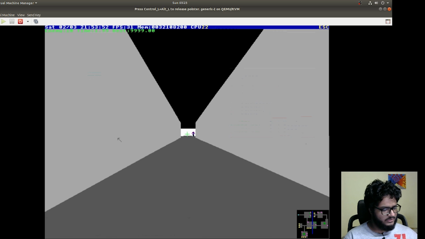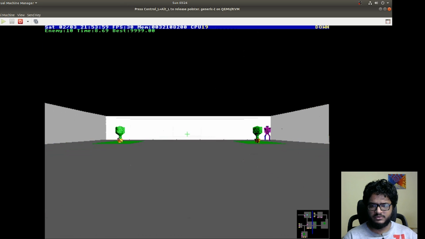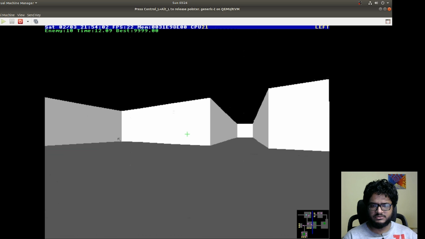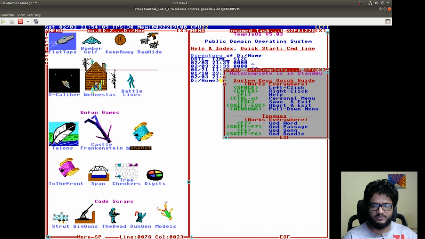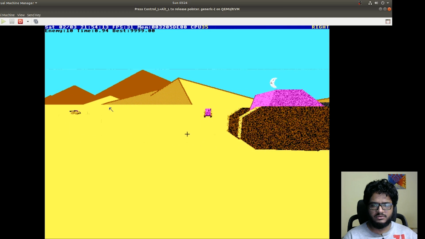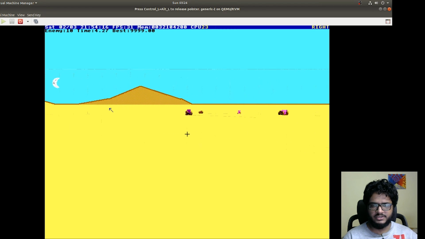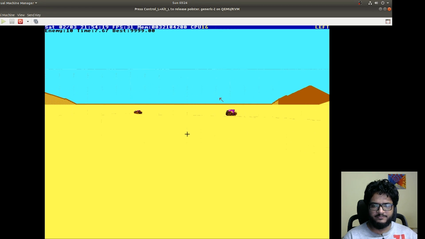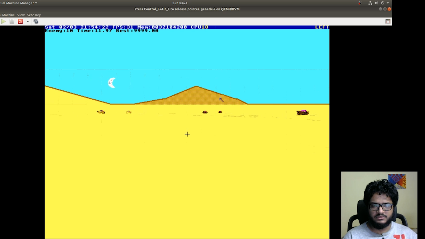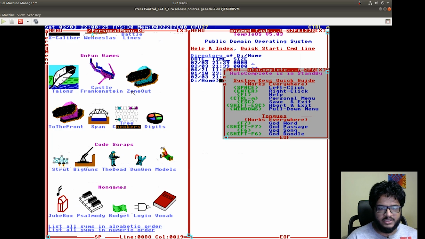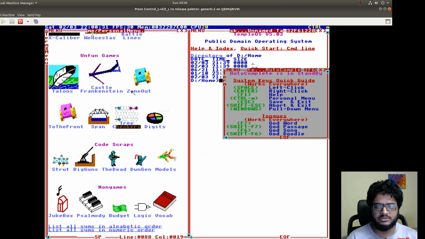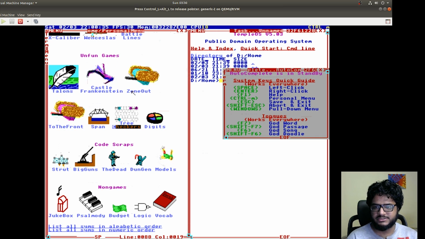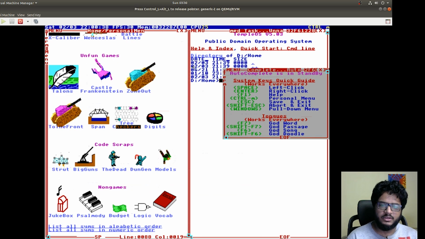So Castle Frankenstein, do you move with the arrow keys, or what is it? So what do you do? I have no idea. So Zone Out is again some weird game, tank battle of sorts. Yeah, I mean, that's about it. So very, I don't know what to say about it. It's a weird little operating system. If you want to go ahead and play with it, be my guest.